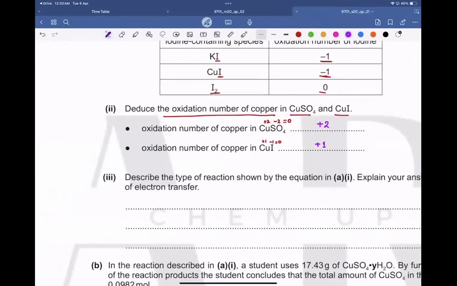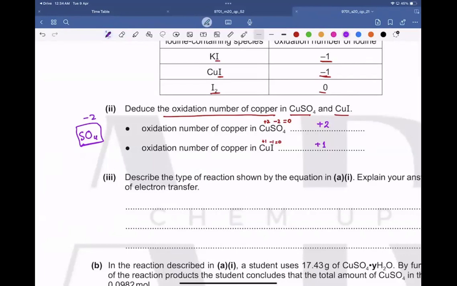Yes, you are taking oxygen individually. I took the whole sulfate because if you recall, we have studied the polyatomic ion. This whole thing has a -2 charge, so I took that only. I didn't go for sulfur and oxygen individually, okay? Yes, did you understand, Benin?